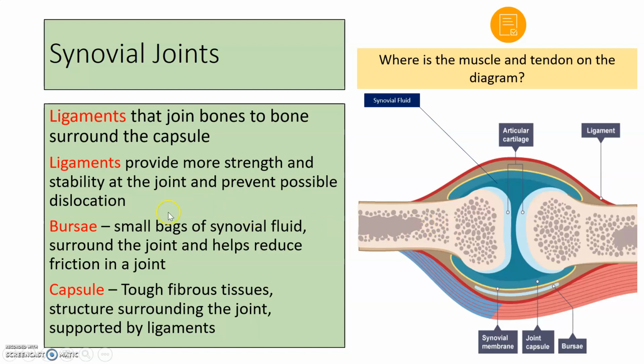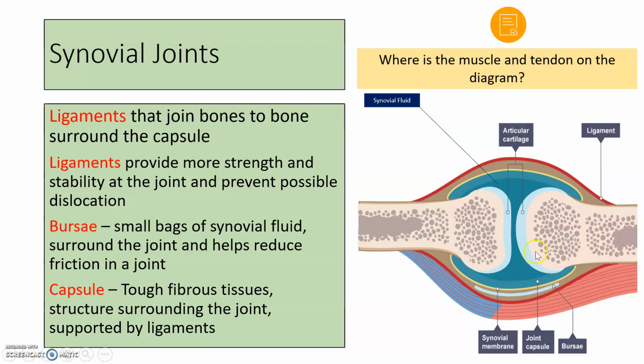And then we've got this word bursae, where we're looking just below here at this light blue thin strip, which represents small bags of synovial fluid. Again this surrounds the joint and helps reduce the friction in a joint. Sometimes when we get joint pain, it can be from these small bags which can become inflamed. So that can be a reason why sometimes we get joint pains and inflammation from here. But this again reduces that friction.